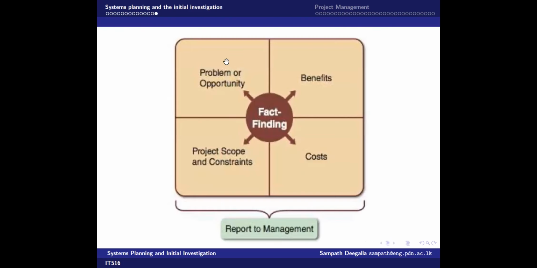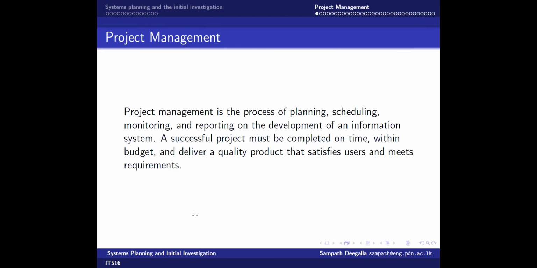Okay. So we can see here what will happen in the fact finding phase as a graphic: problems, opportunities, the benefits, the costs, project scope, and constraints, and then you report to the management. Right. Now, with that, we will complete the discussion of the first part of today's session. The next one, I would like to look a little bit at project management. Why I say project management here is that it's important because it starts from the planning, scheduling, monitoring, and reporting of the development of an information system.